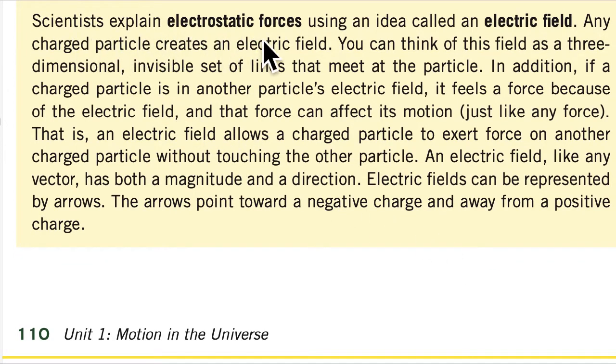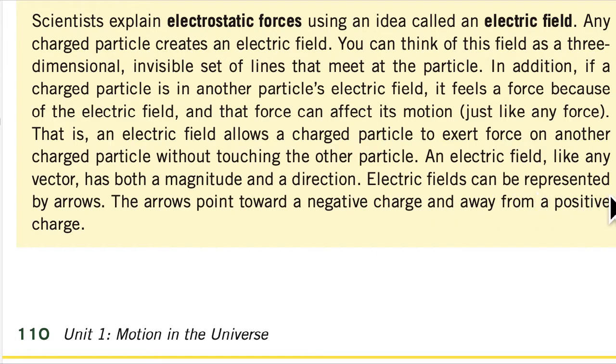Scientists explain electrostatic forces using an idea called an electric field. Any charged particle creates an electric field. You can think of this field as a three-dimensional, invisible set of lines that meet at the particle. In addition, if a charged particle is in another particle's electric field, it feels a force because of the electric field, and that force can affect its motion, just like any force. That is, an electric field allows a charged particle to exert force on another charged particle without touching the other particle. An electric field, like any vector, has both a magnitude and a direction.